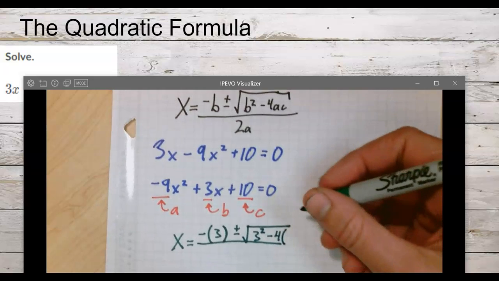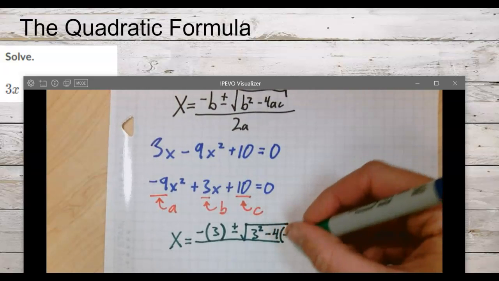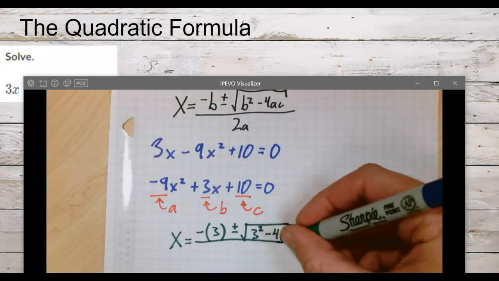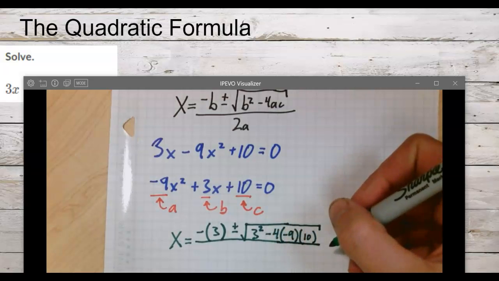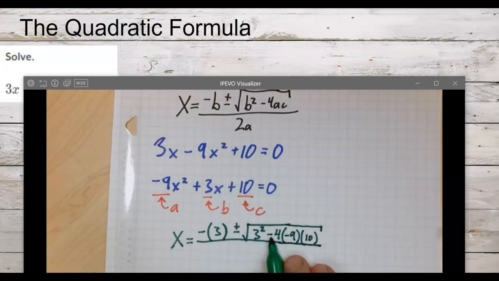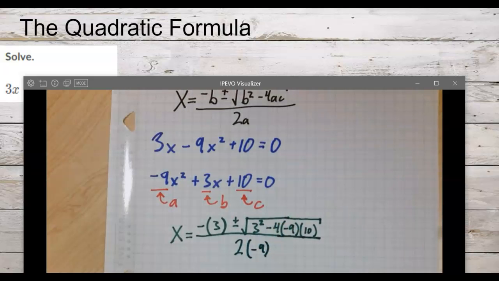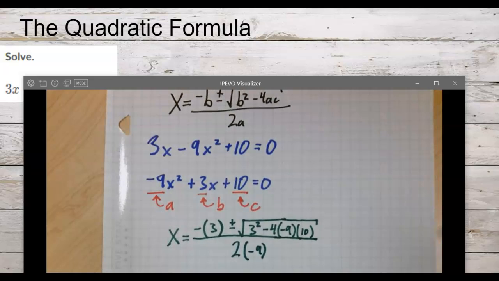Minus 4 times A is negative 9. Times C is 10. Now this is when, even with a calculator, this gets dangerous. Because this needs to be minus, and this needs to be negative because that value was actually negative. If we put a minus in here, it breaks what we're typing. So literally, if you put a minus in the wrong place of your calculator, it breaks it. And then over 2a, over 2 times, again, we need the specific negative. So, well, let's for a moment solve this on paper before we get to calculators.